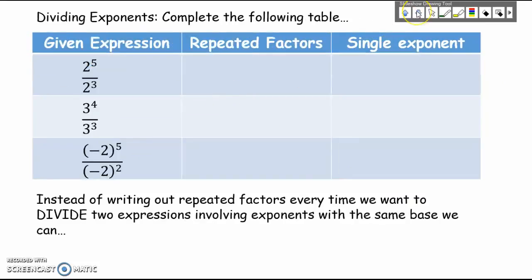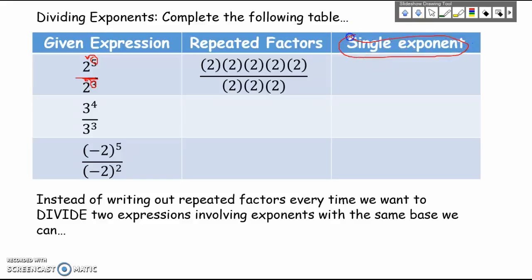Let's take a look at dividing. We're going to do the same thing with this chart. First thing we're going to do is write them out as repeated factors. Then we're going to write them as a single exponent. So don't forget, this 5 tells us how many times to multiply 2 times itself. This 3 tells us how many times to multiply 2 times itself. And this bar means division. So let's write that out as repeated factors. So we have 2 times 2 times 2 times 2 times 2 divided by 2 times 2 times 2. But the answer has to be written as a single exponent.